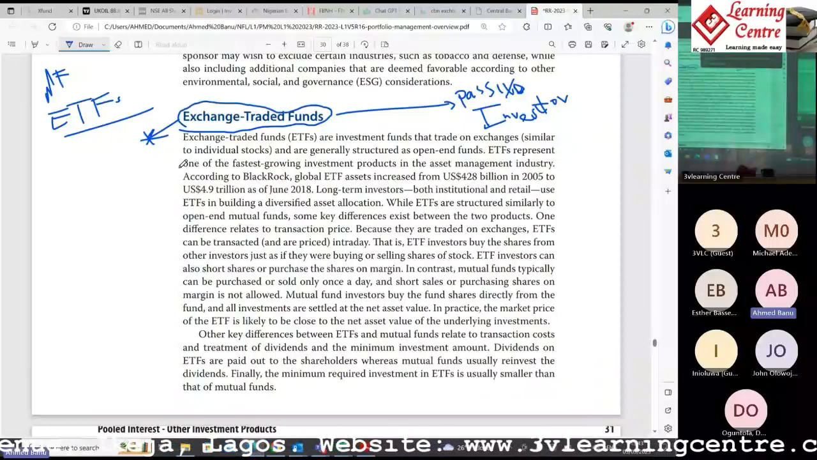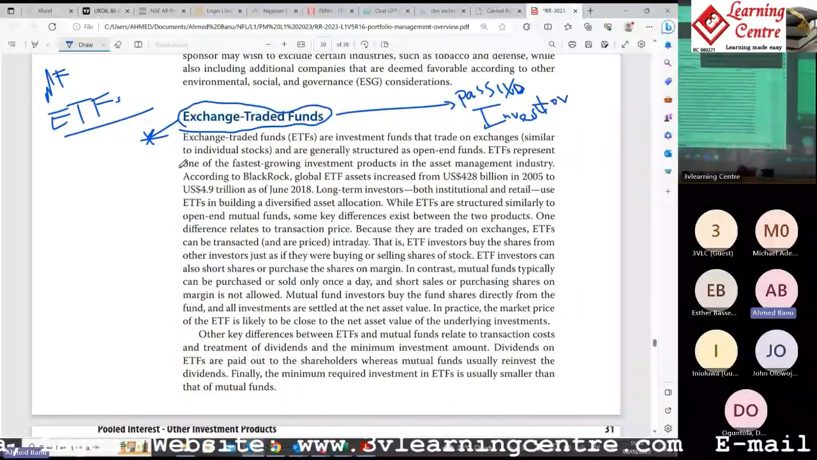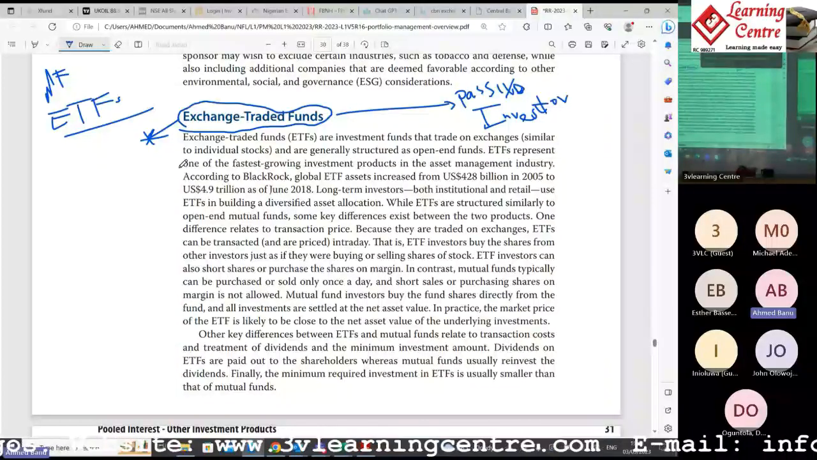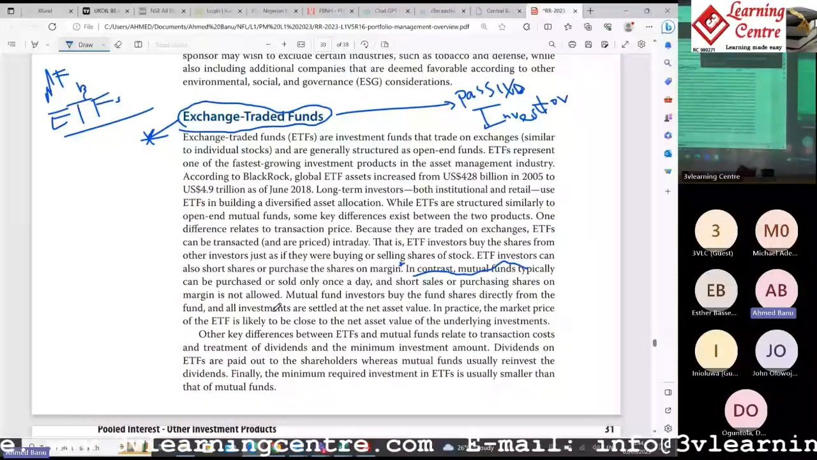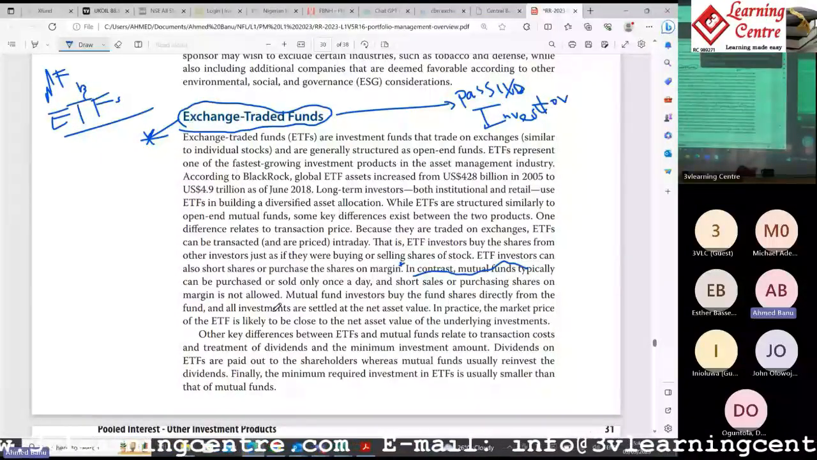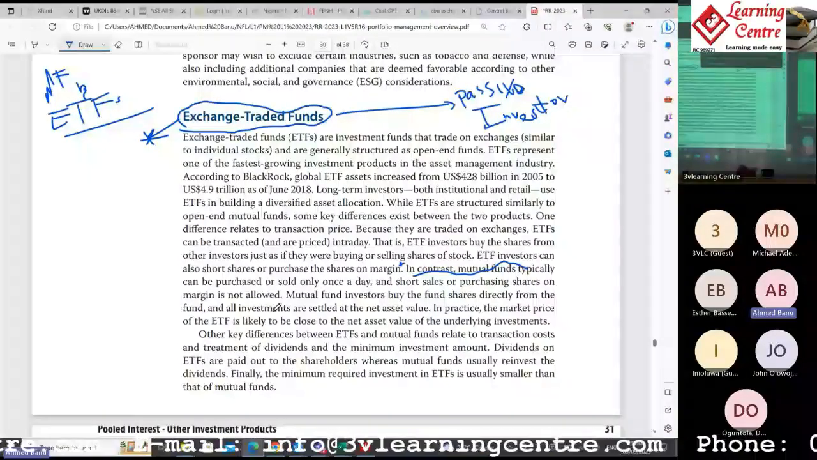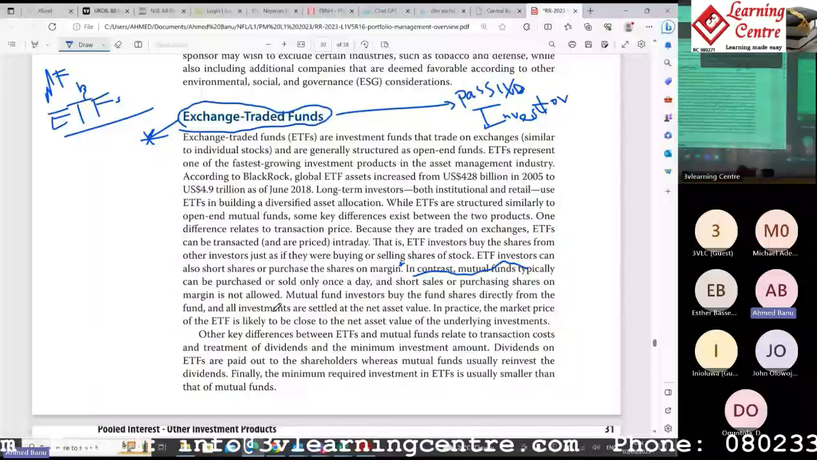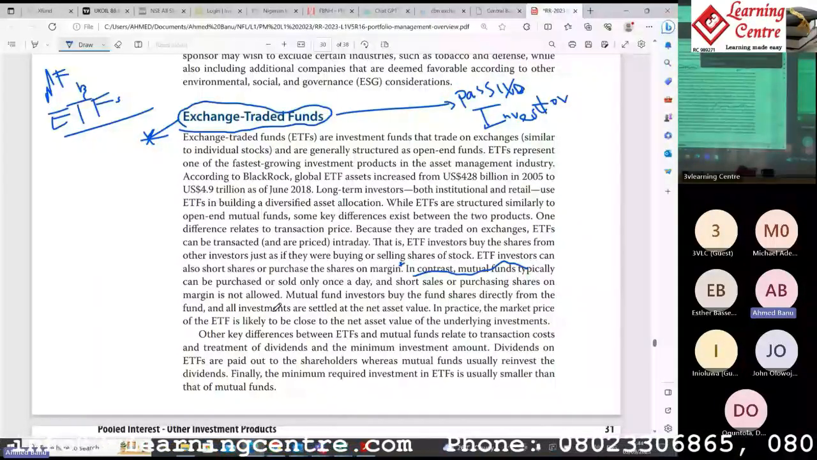First difference: for mutual funds, you buy from a fund manager. For ETFs, you buy off an exchange. Number two: for a mutual fund, you can buy only once a day. However, ETFs trade like stocks, so as long as the market is available, you can buy and sell, and buy and sell, again and again.